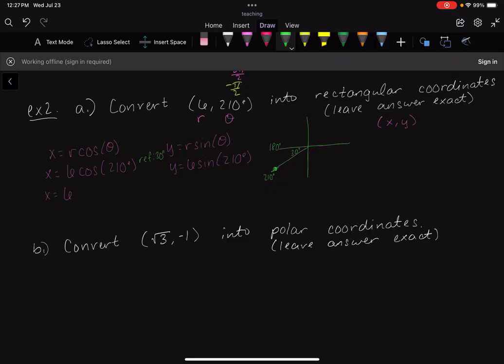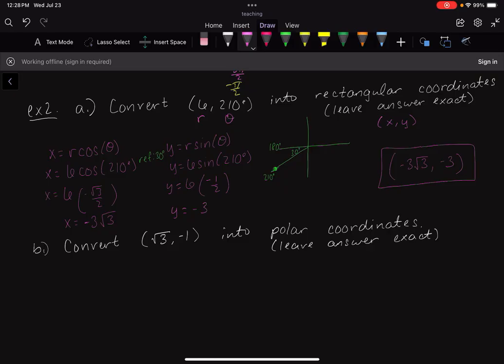So cosine of 30 degrees is square root 3 over 2. And since it's in quadrant 3, it'll have to be negative. So this is going to simplify to negative 3 root 3. The 6 over 2 cancels out to 3. For my y value, 210 has a reference of 30, so sine of 30 is 1/2. But since we're in quadrant 3, it's going to be negative. So this simplifies to negative 3. So for my final answer here, I get negative 3 root 3 comma negative 3. And you want to make sure you write it as a point, because I'm looking for the rectangular coordinate, so I want it as an xy point.